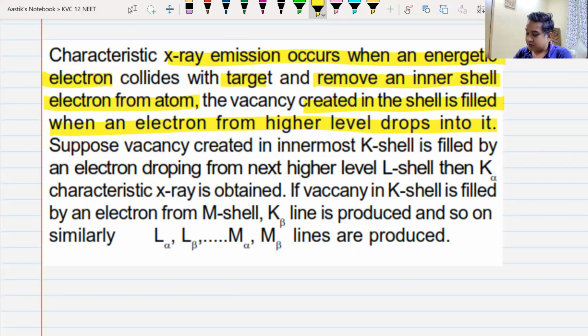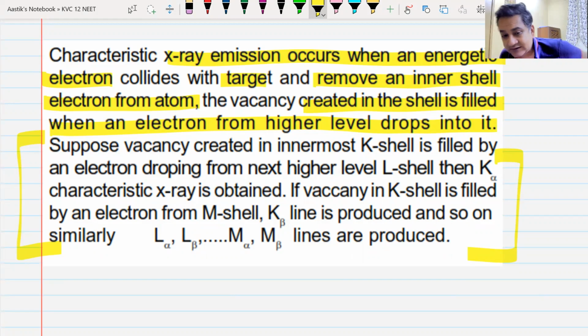And you can write this just to explain. What they are explaining here is, if a vacancy is created in the K shell, it can be filled from the L, M or N shell. If the vacancy is created in the L shell, it will be filled from the M and N shell. If the vacancy is created in the M shell, it will be taken care of by the N and the O shell. Do we understand this?